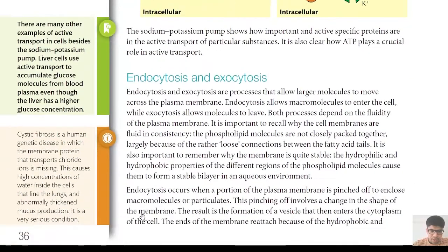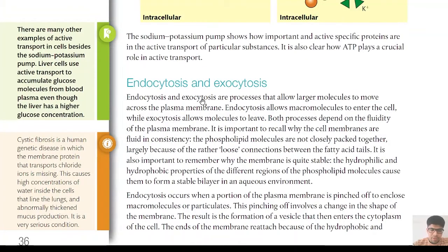Endocytosis and exocytosis. Endocytosis and exocytosis are processes that allow larger molecules to move across the plasma membrane. Endocytosis allows macromolecules to enter the cell, while exocytosis allows the molecules to leave. Both processes depend on the fluidity of the plasma membrane. It is important to recall why cell membranes are fluid in consistency. The phospholipid molecules are not closely packed together, largely because of the rather loose connections between the fatty acid tails. It is also important to remember why the membrane is quite stable.